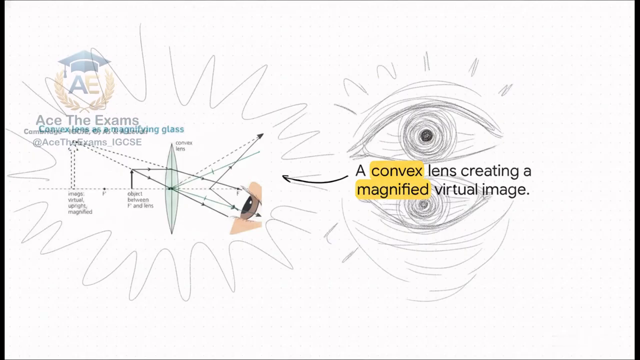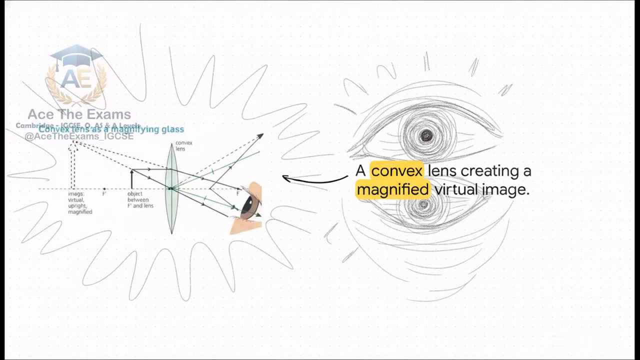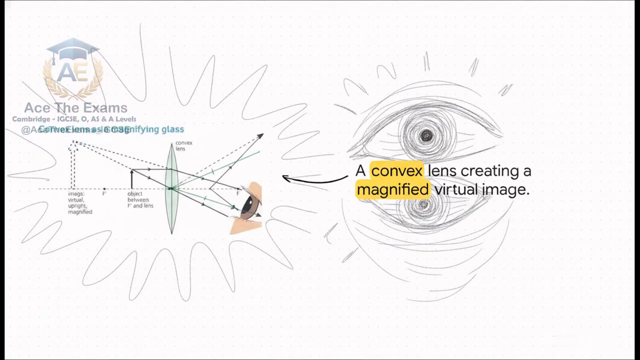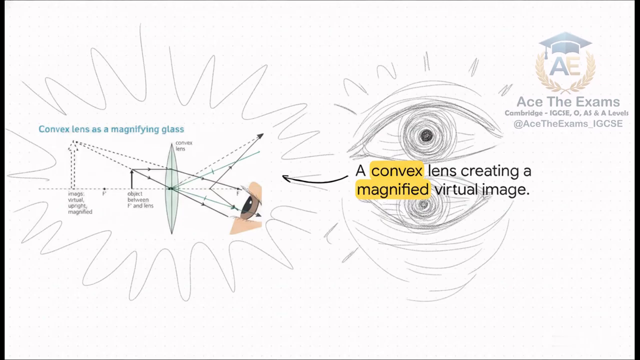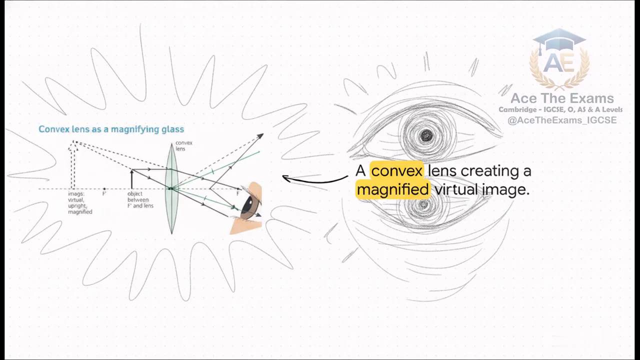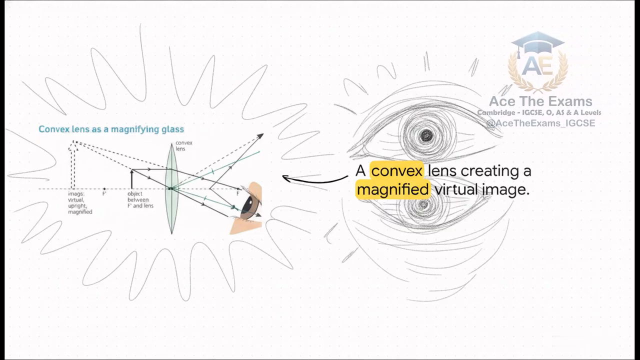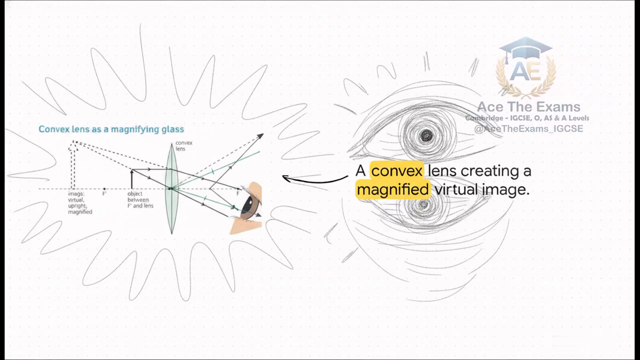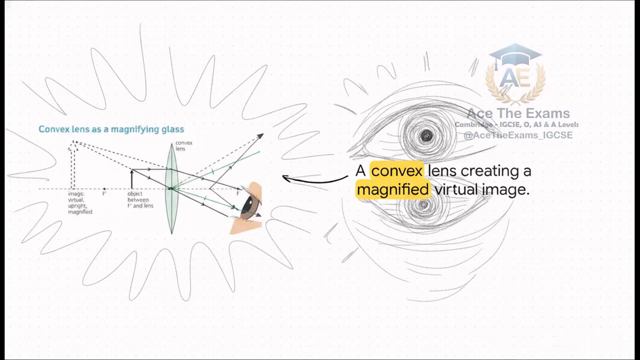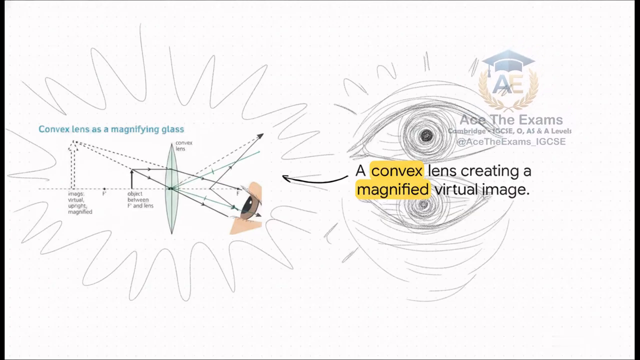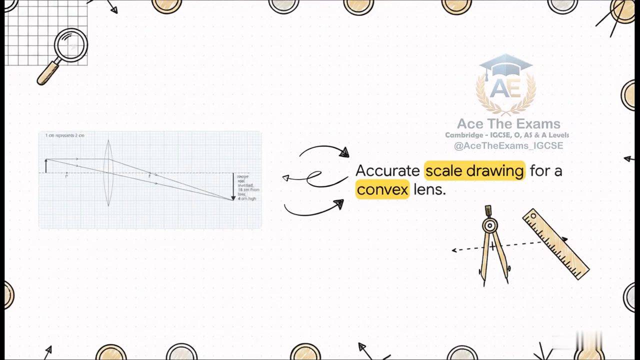Let's see a convex lens act as a magnifying glass. If you place an object very close to the lens, it bends the rays. But because the object is so close, those rays don't actually cross on the other side. Instead, your brilliant brain traces those diverging rays backwards through the glass, resulting in a virtual image that is upright and massively magnified.